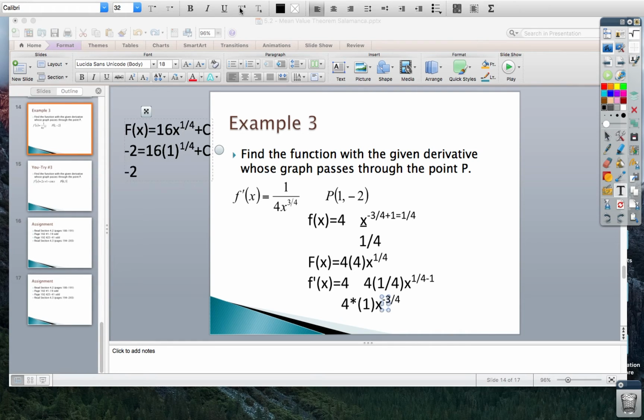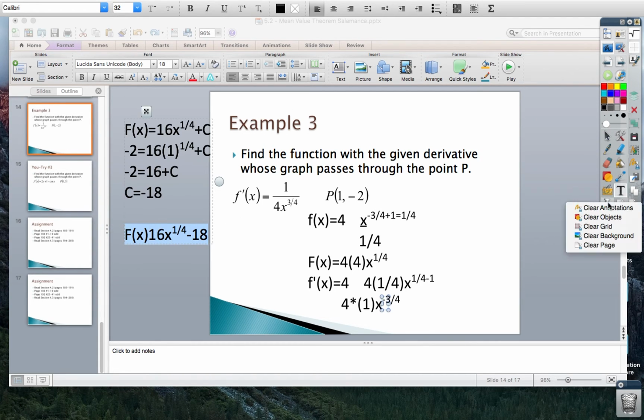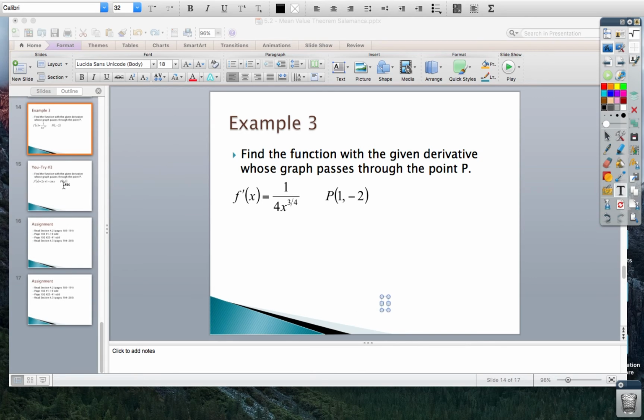We find that we have negative 2 is equal to 16 plus c, because 1 to the 1/4 power is just 1. And then we get c is equal to negative 18, because we subtracted 16 to both sides. Therefore, our equation, or our function, is going to be f of x equals 16 x to the 1/4 minus 18. And so this is our final answer. Now let's try the last problem.